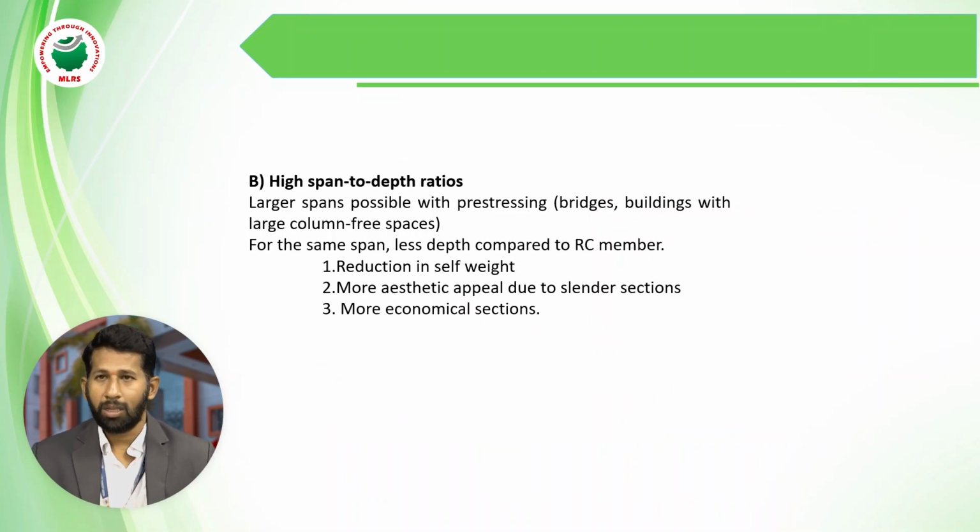Next, go through the high span to depth ratios. Large spans are possible with prestressing: bridges, buildings with long span columns, free spaces, etc. For the same span, there is less depth compared to the RC member, reduction in self weight, more aesthetic appeal due to the slender sections, and more economical sections.